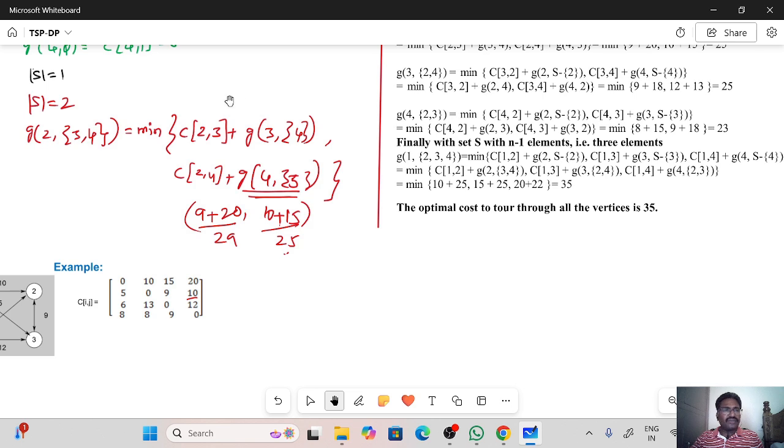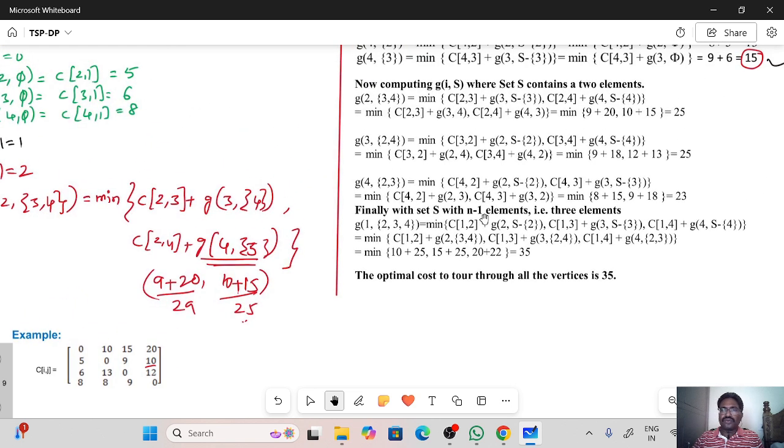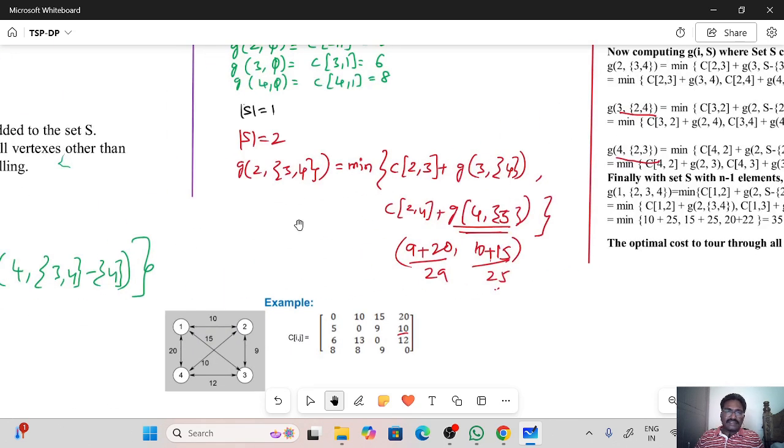So, g of 2 comma {3, 4}, what is the value we are getting? 25. In the same way, g of 3 with {2, 4}, g of 4 with {2, 3}, we are going to calculate. So, now we have completed the sets of size 2. Now, we are going finally with the set of length 3. Why am I saying finally?